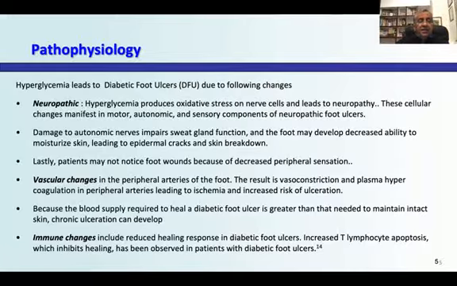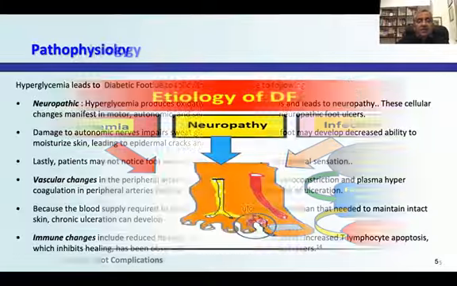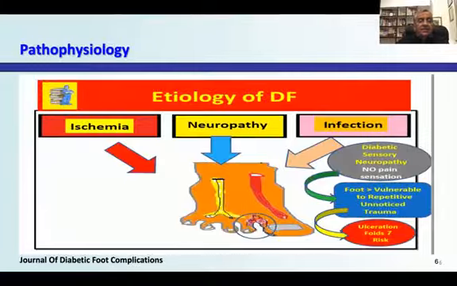Vascular changes in the peripheral arteries of the foot result in vasoconstriction and plasma hypercoagulation, leading to ischemia and increased risk of infection. Immune changes include reduced healing responses, and increased T lymphocyte apoptosis, which inhibits healing, have been observed in patients with diabetic foot ulcers. This is a diagrammatic presentation of the same thing.